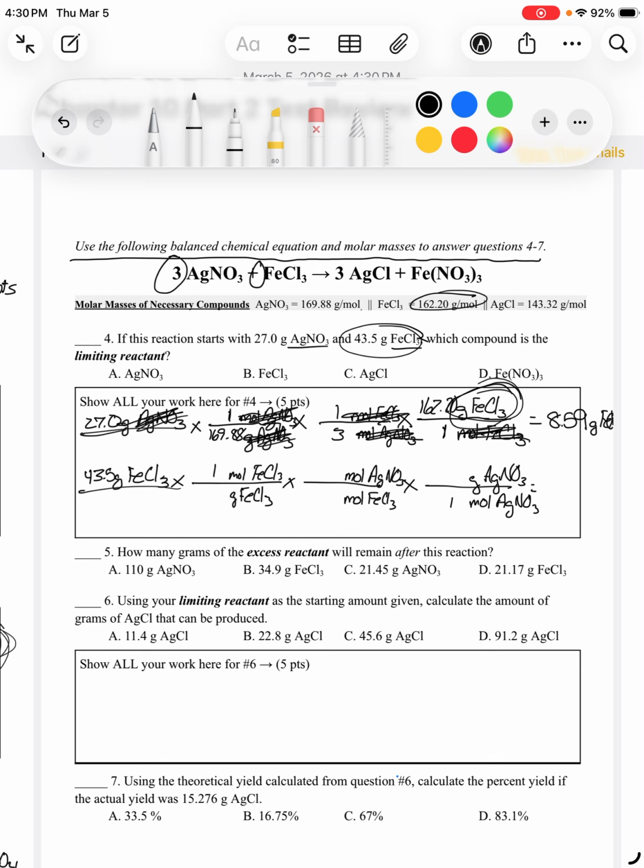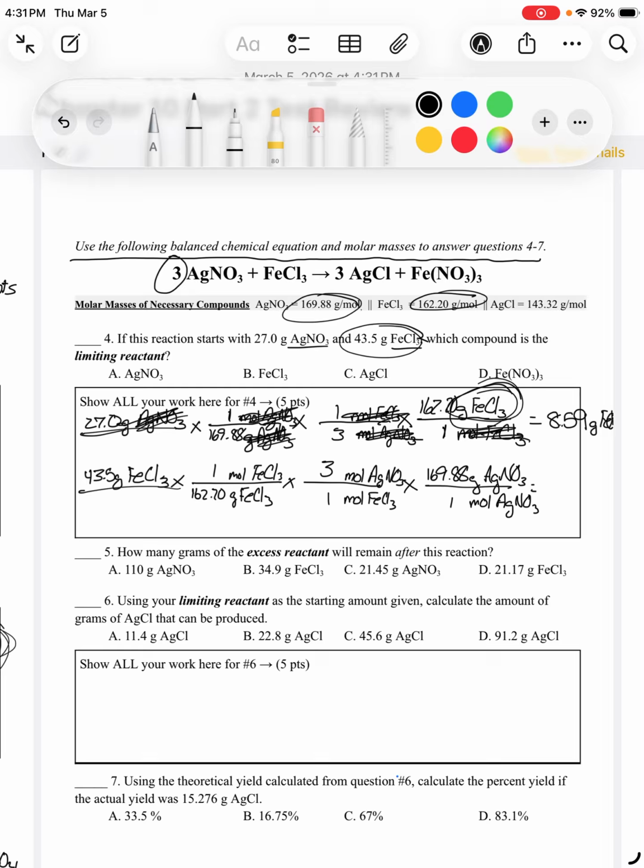1 goes beside the moles in a mole to gram conversion. Our molar mass will go beside the iron 3 chloride, which in this case, again, is 162.2 grams. That's given to us. It'll be given to you on the test. Mole to mole conversion, we look at the coefficients, right? Our coefficient for iron 3 chloride is 1. That's given to us in the balanced equation. And then for silver nitrate, that's 3. And then for grams of silver nitrate, again, we look at the molar mass, and that's 169.88 grams per mole.